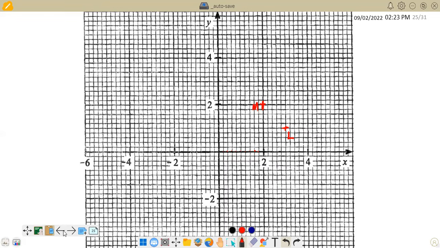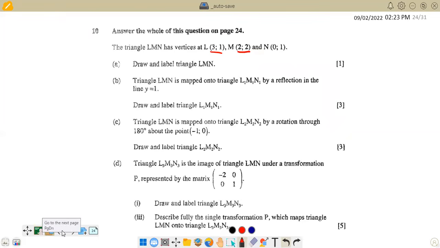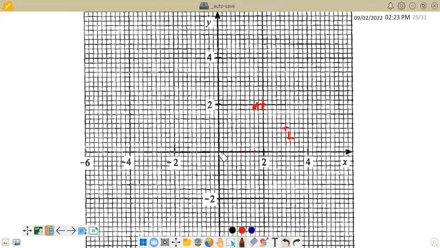So remember, it's L, M, N, and the last point is N. Let's see what we are given, and our point N, which is 0, 1. Okay, so our N in this case is 0, 1. That is 0 here, then 1. We count 1, 2, 3, 4, 5. In between, you just count 5 boxes. That's where our 1 is. Okay, so this is our N. From M to N, all we need here is to join these points that we are given.